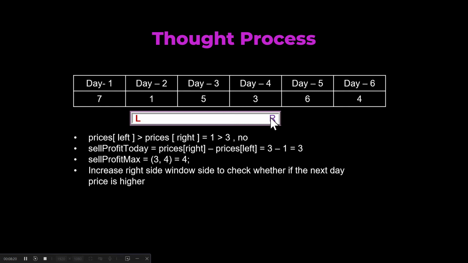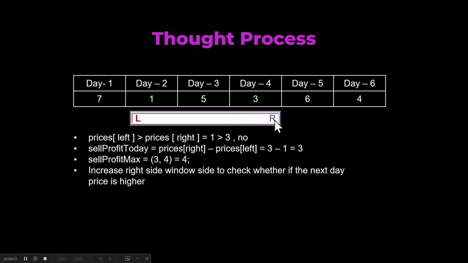We increased the size. The left side of the window is still here because we are going to compare 3 and 1. Is 1 greater than 3? No, it's not. So now this is another day that we could potentially sell and make the maximum profit. So we sell, and the difference is 3 minus 1. It is 2. It's not 3, my apology. So now we compare 2 and 4. Of course, 4 is higher, so our max profit is still 4.